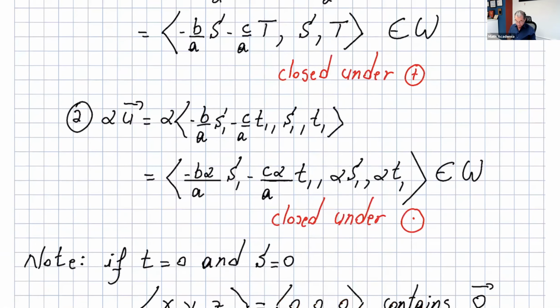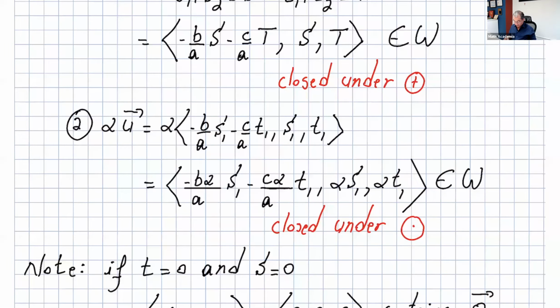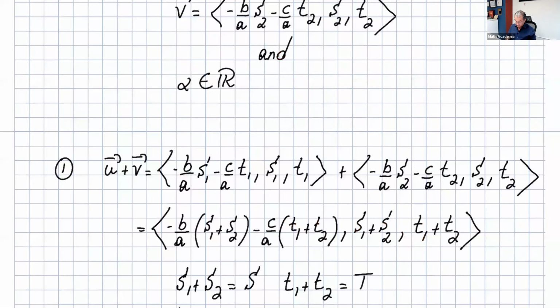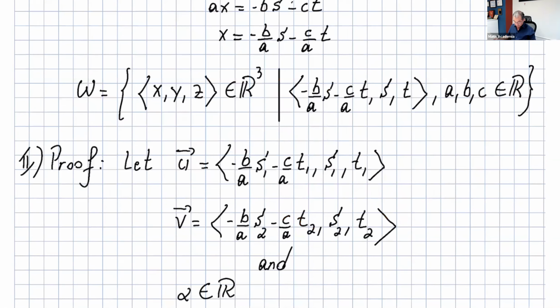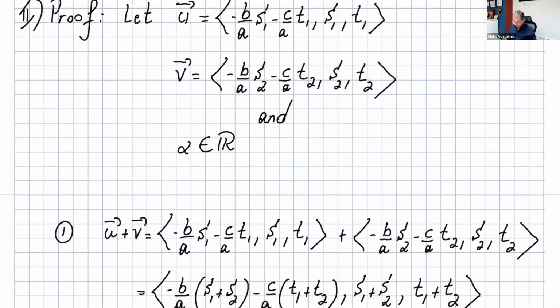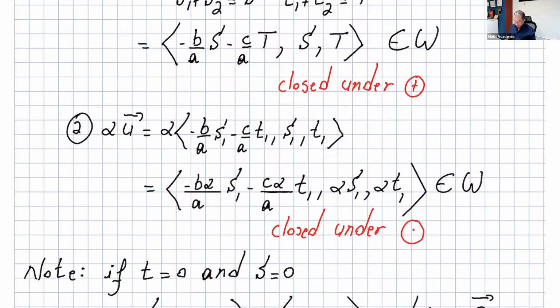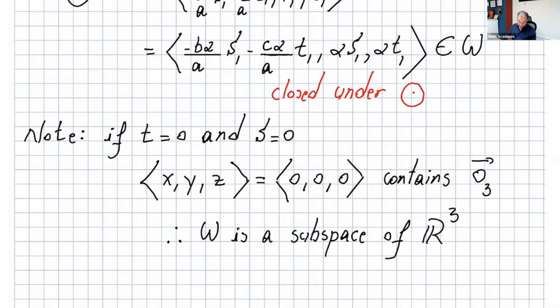Alpha times u is pretty straightforward. You take alpha and multiply it by u, and what you get is negative b times alpha over a s1, negative c times alpha over a t1, alpha times s1, and alpha times t1. And this is the same format we have here. These are just constants. So therefore it's in W, and it's closed under scalar multiplication.